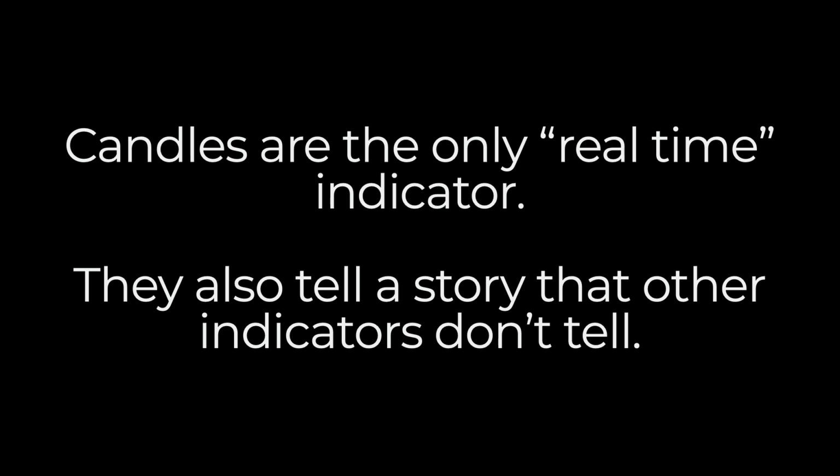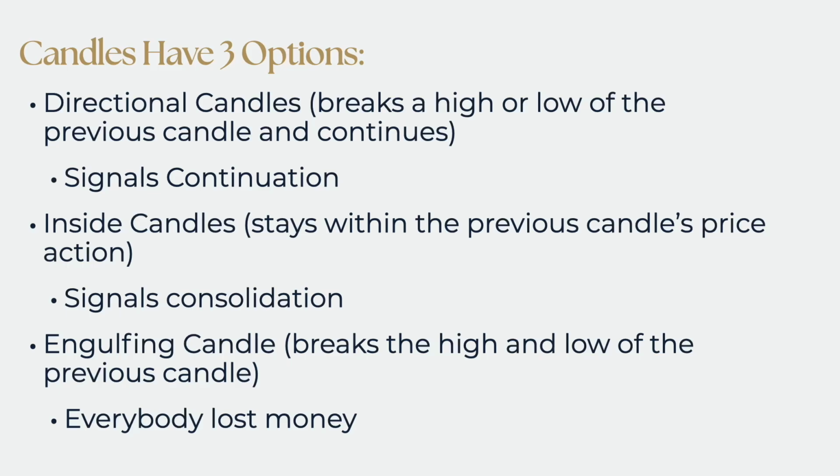And so the other thing to know about candles is that there's really only three options for a candle, all right? The first one would be a directional candle. If you look at its relation to the candle of the day before, it breaks the high of the previous candle and goes higher. So you have a directional candle up if it breaks the previous high. You have a directional candle low if it breaks the previous low, okay? So that's one.